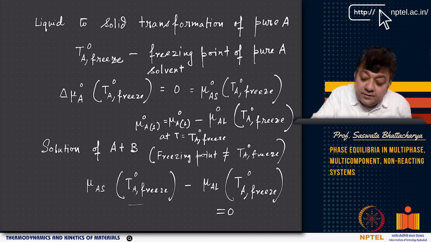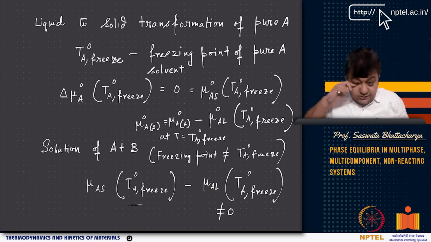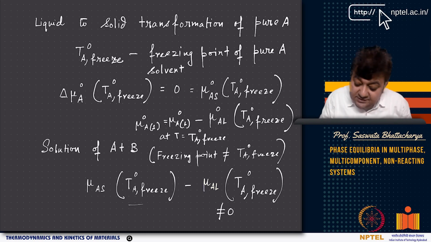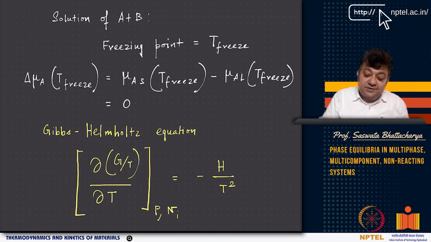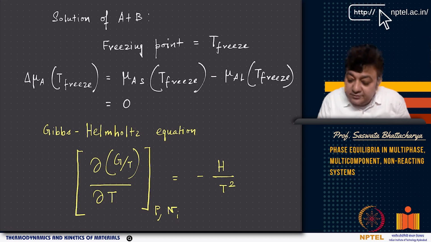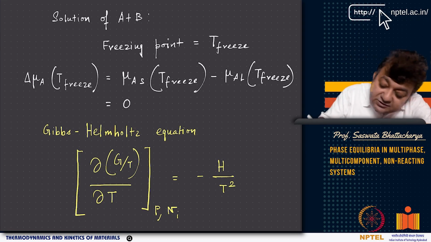So if you look at that, what we are telling now is delta mu, that is the difference. There is a finite delta mu. Delta mu can be positive, it can be negative, because it depends on what the new freezing point is, whether the freezing point is depressed or elevated. We do not know.